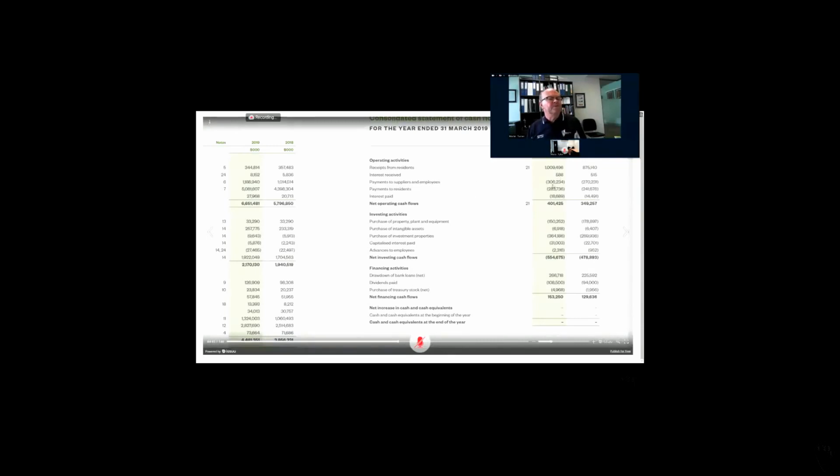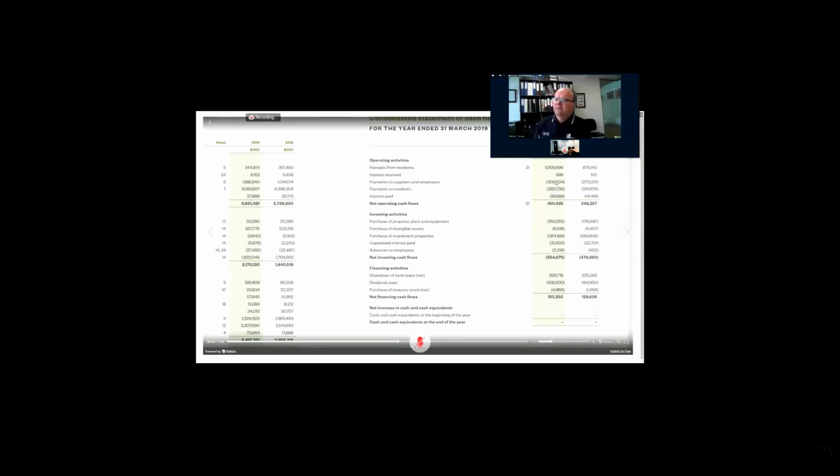And then it had payments to suppliers and employees, $306 million. That's to its staff and also to its various suppliers. You know, it's building a lot of properties, so it's buying concrete and all sorts of stuff, and employees. Payments to residents, $283 million.